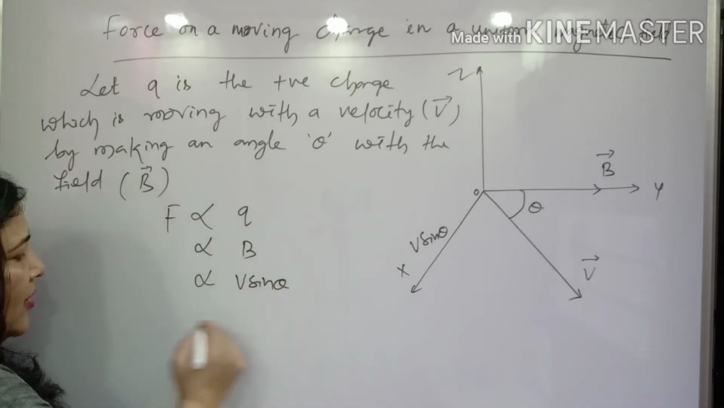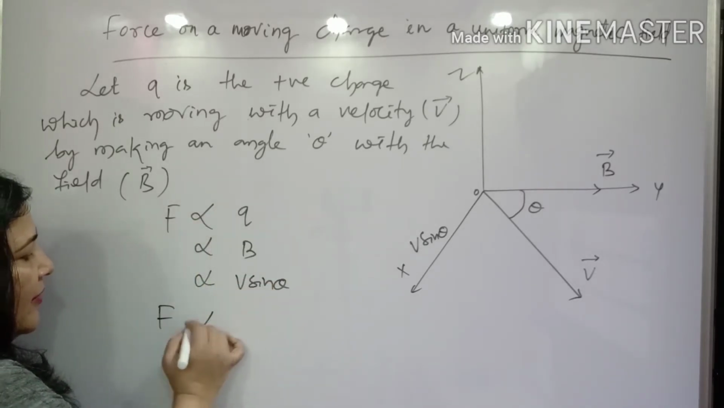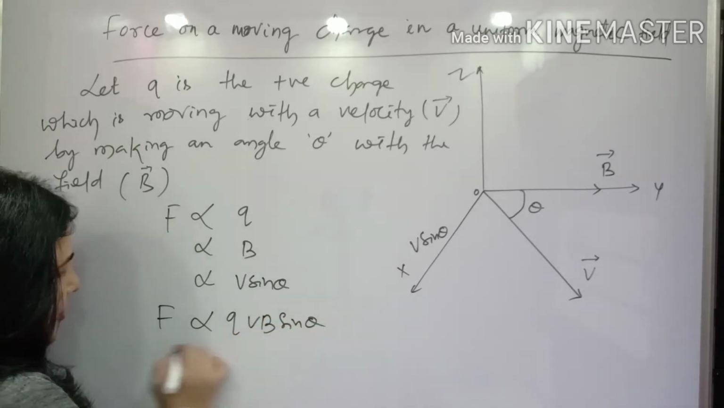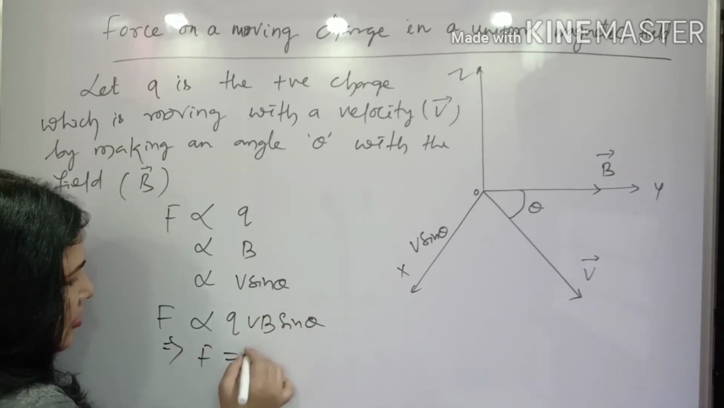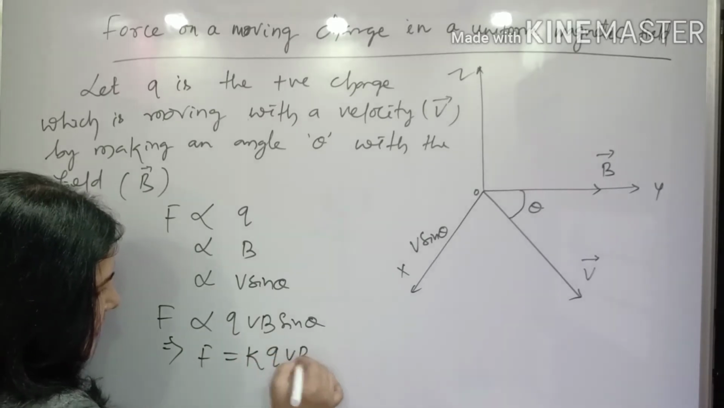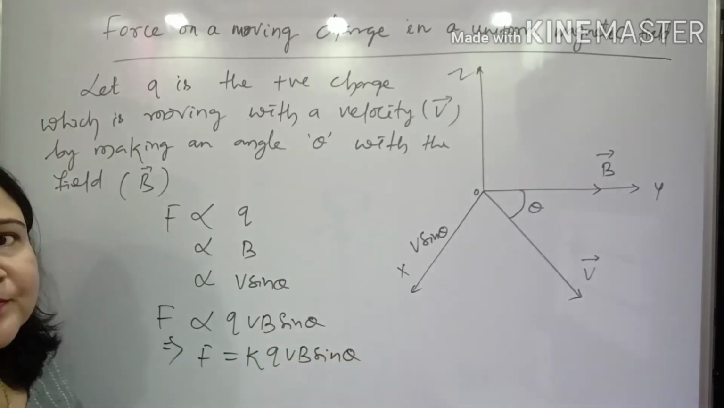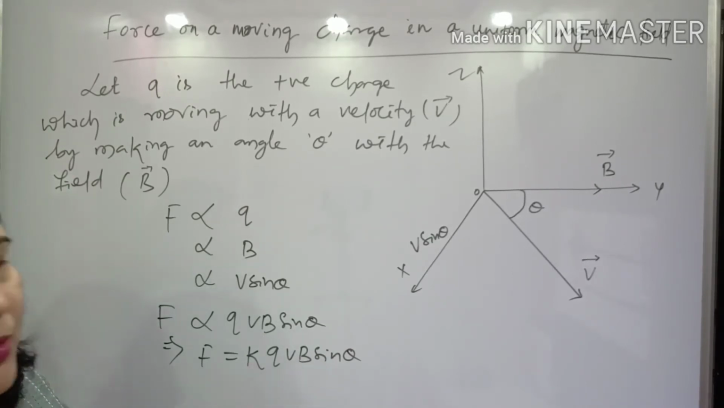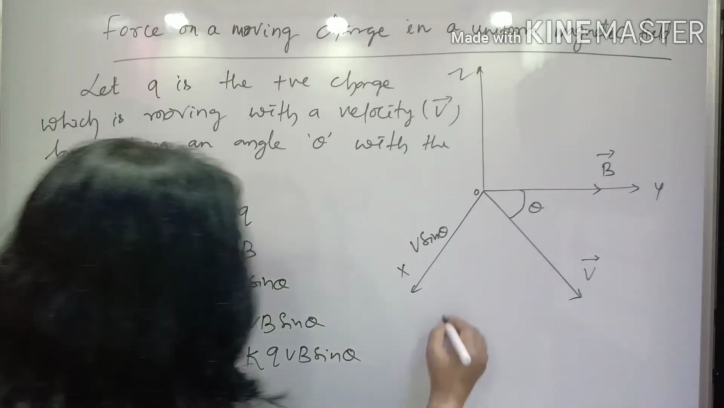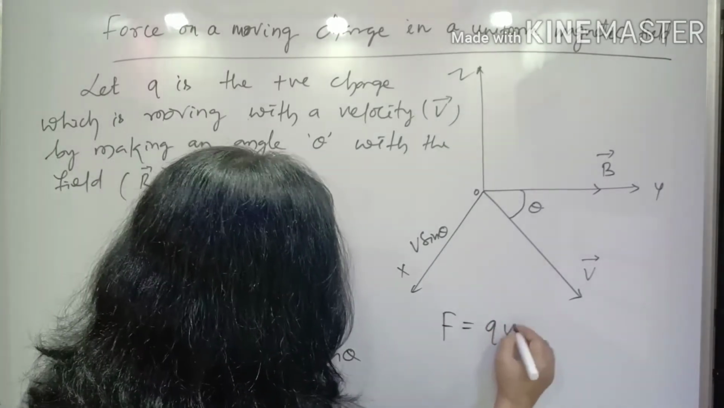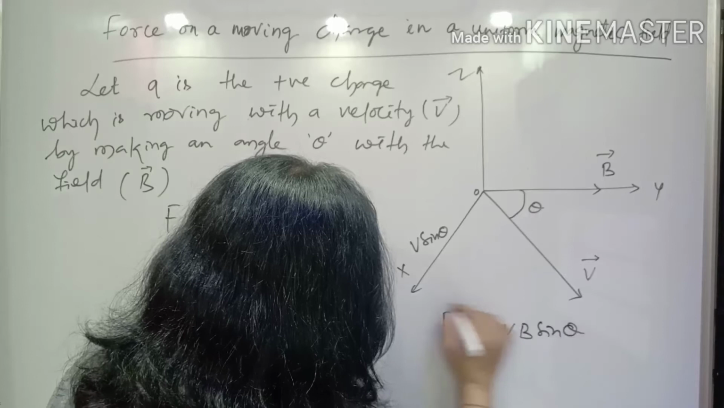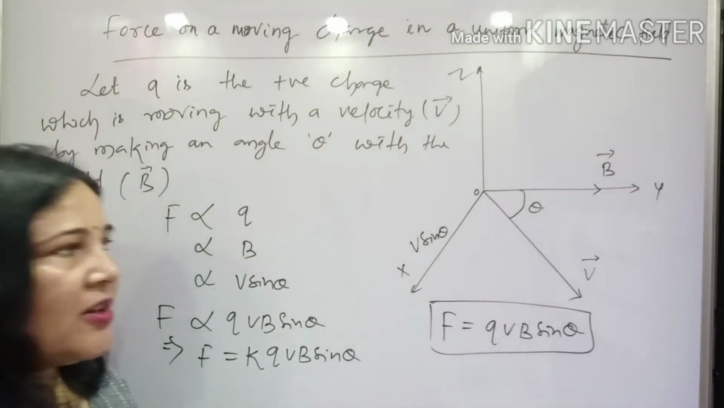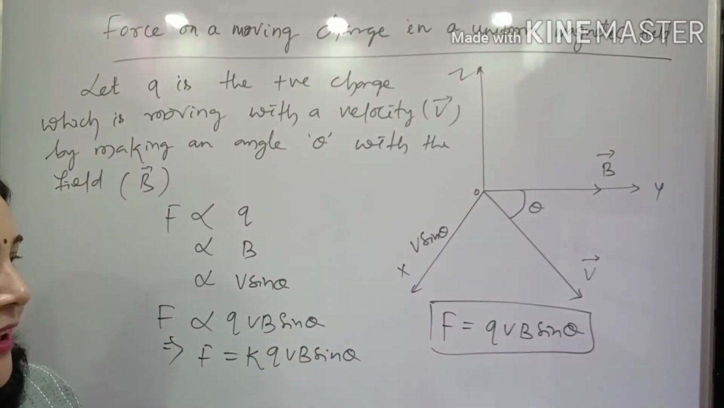Now if we combine all this, it can be equal to what? F is directly proportional to QVB sine theta, or we can write F equals a constant K times QVB sine theta. Experimentally the K value was found to be equal to 1. So what will be the F value? F will be equal to QVB sine theta. This is the magnitude of the force experienced by the charged particle while it is moving with velocity V by making an angle theta with the magnetic field.